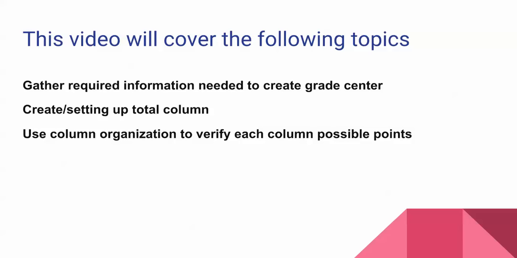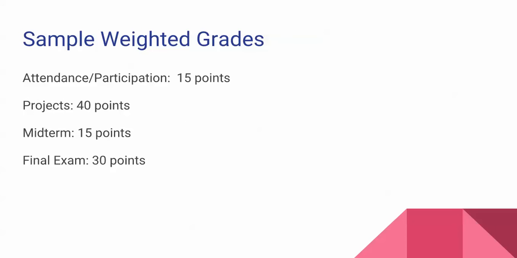The first thing we need to do is look at our syllabus to get our grade distribution graph. Here you can see that I'm using a sample where attendance/participation is 15 points, projects altogether are worth 40 points, the midterm is worth 15 points, and the final exam is 30 points. Keeping this in mind, we will now go to Blackboard to see how we can apply this to the Blackboard Grade Center calculation.